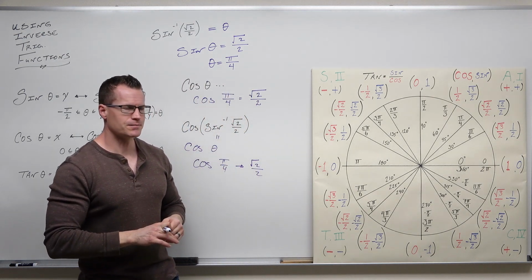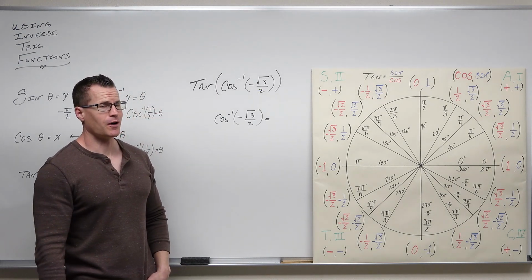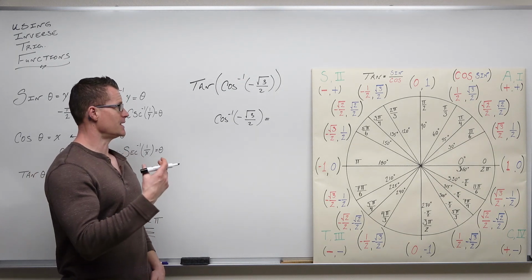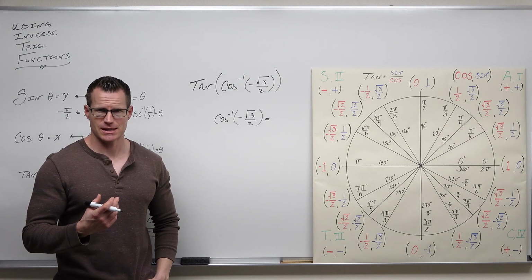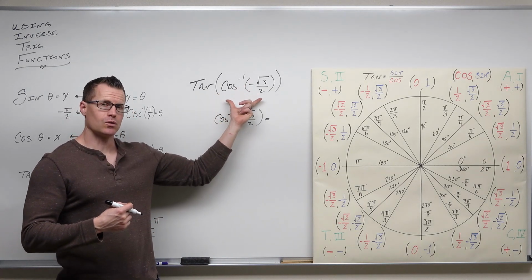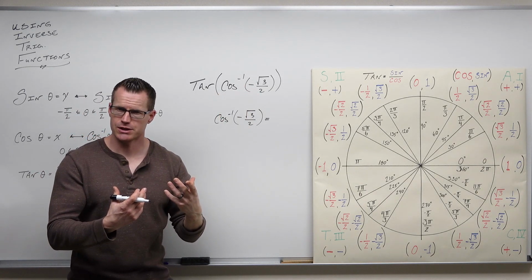We'll see that in just a second. Let's move on. So we're taking a look at tangent of cosine inverse of negative square root 3 over 2. What the heck? What does that even mean? Remember what these things do. Tangent needs an angle. Think about what cosine inverse does.